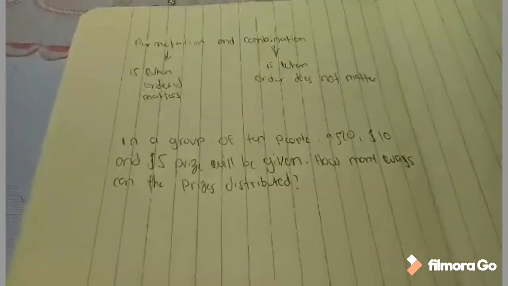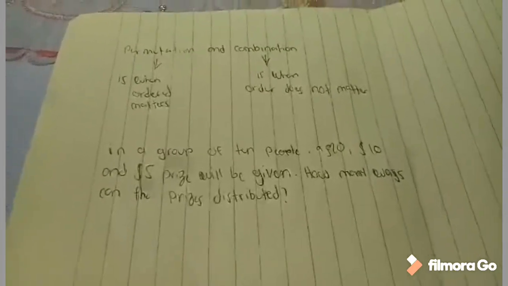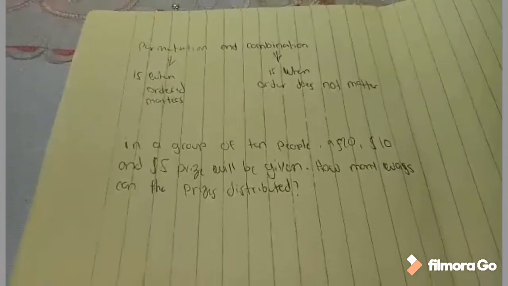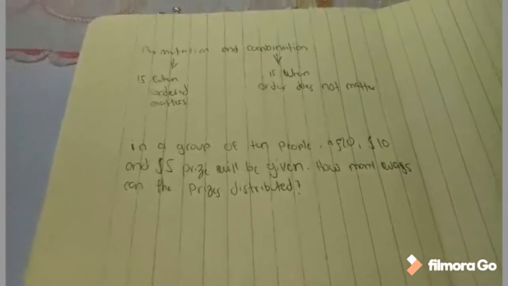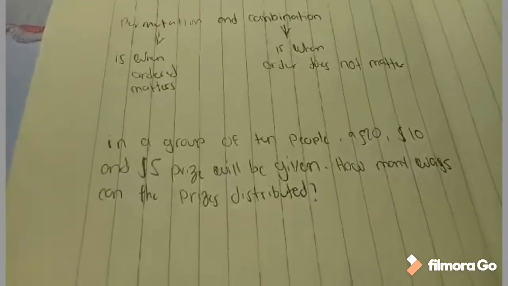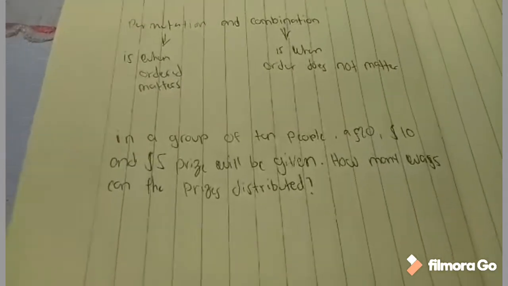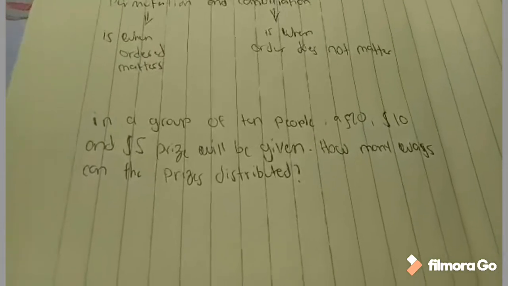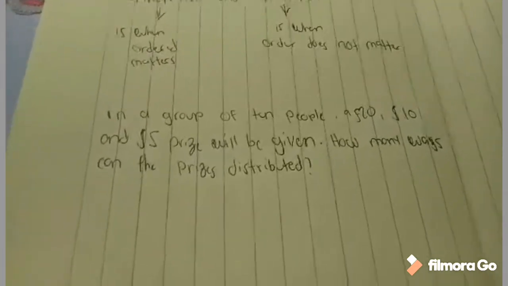In a group of 10 people, a $20 bill, $10 bill, and $5 bill prize will be given. How many ways can the prizes be distributed? This is a permutation because order matters. It matters who gets the $20, it matters who gets the $10, and it matters who gets the $5.